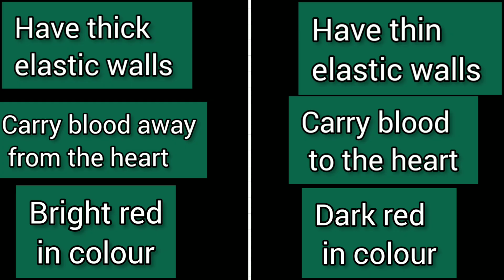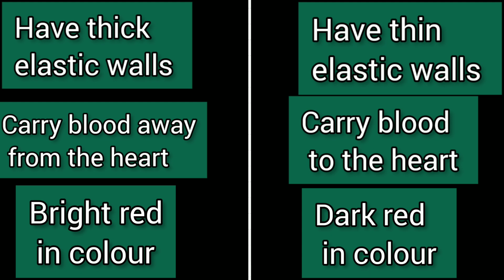Arteries have thick elastic walls, while veins have thin elastic walls. Arteries carry blood away from the heart, while veins carry blood to the heart. Arteries are bright red in color. Veins are dark red in color.